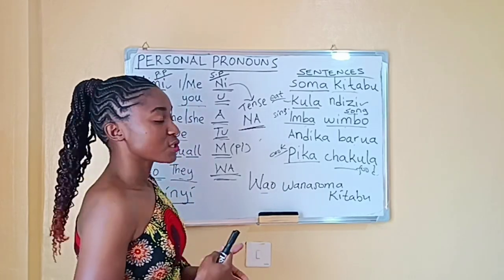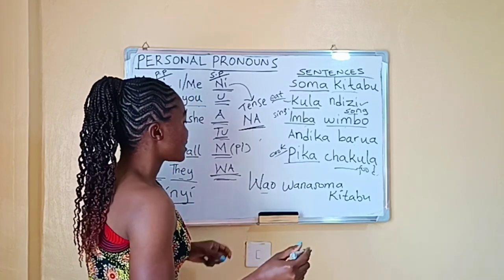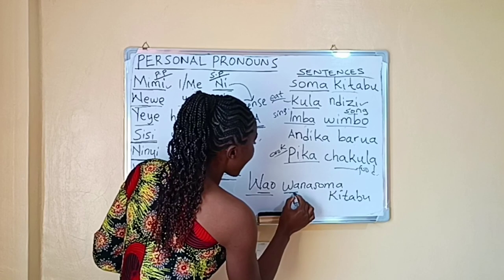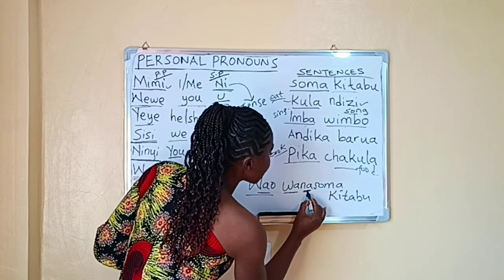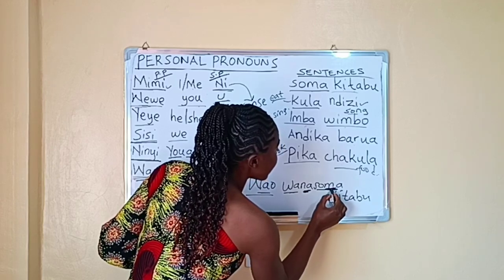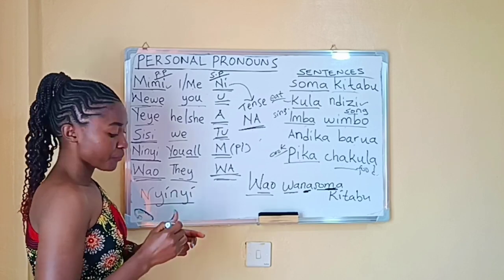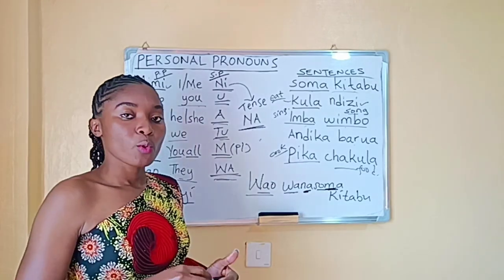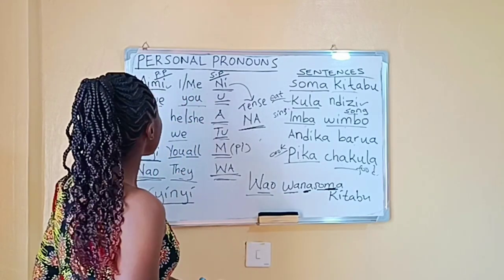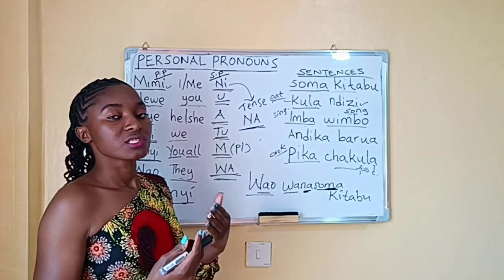You now know how to construct a sentence using the present tense na. So like here, they, and then wao, wa, and then the na is our present tense, and then the soma is the act, okay, is the verb. Wao wanasoma kitabu, okay? So lastly, another way you can construct these sentences, you can try to omit this one and just use this, which is very right.